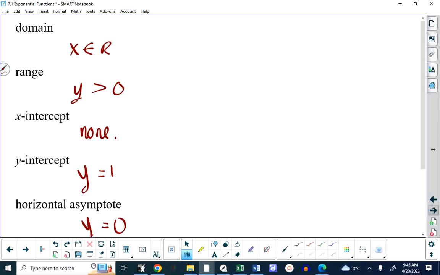But I think filling in that information is pretty straightforward, I hope. Other than that asymptote, there's nothing really that's new here that you haven't talked about before. You're looking at the graph, you're determining domain and range and intercepts and all of that. Any questions with that example?